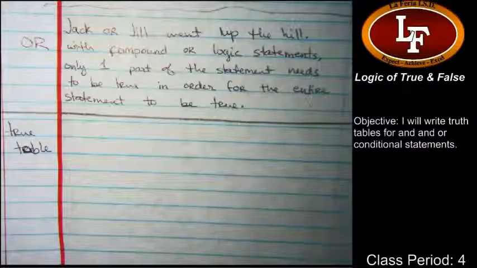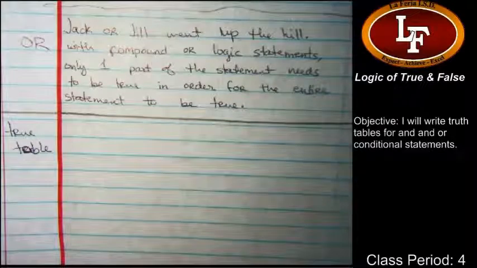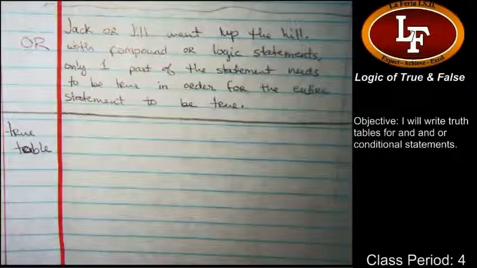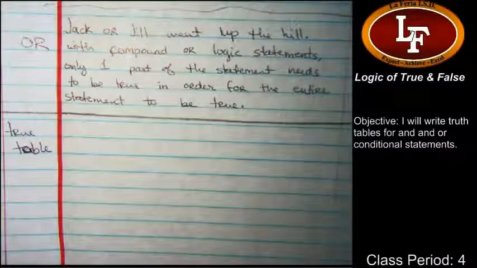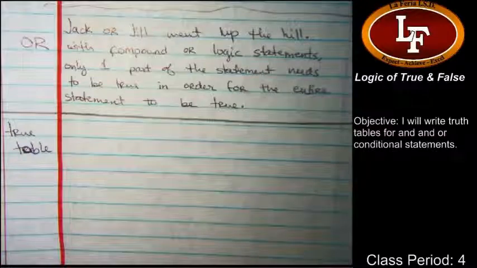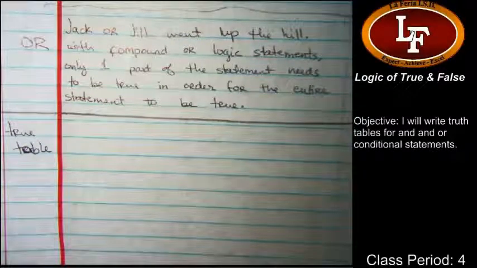All right, so what a truth table is, it gives you a really quick way to reference what happens with different possibilities. Okay? Because in the example that we used, Jack went up the hill, Jill went up the hill, we don't know if Jill went up the hill or not until we're told. Right? We don't know if Jack went up the hill until we're told. And so a truth table will give us a really quick way to see that.